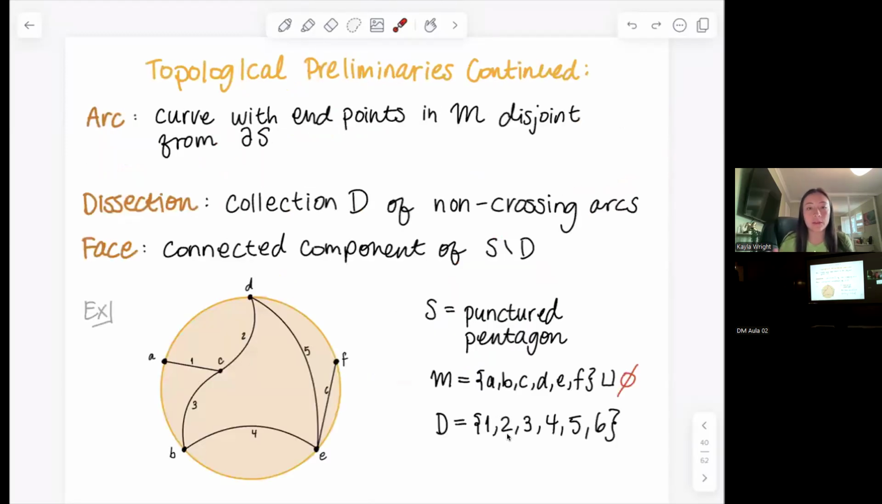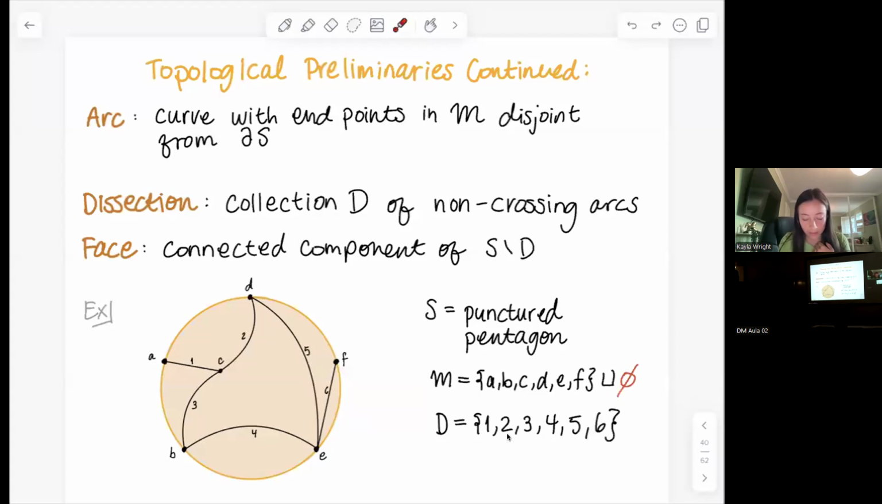Okay, so you can think an arc on a surface is a curve whose endpoints are in M, but they're disjoint from the boundary of M. So we don't want the curve touching the boundary in any way. We only want it touching it at its endpoints in the set M. A dissection is going to be a collection of non-crossing arcs, and this is up to being able to wiggle the arcs around with an isotopy. And a face is going to be some connected component of the surface minus the dissection.